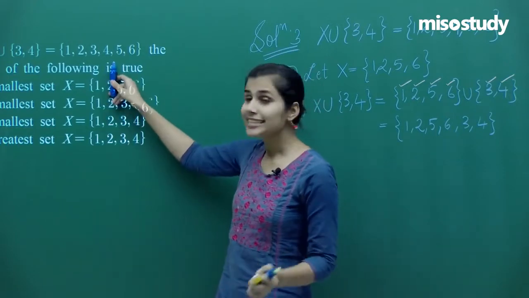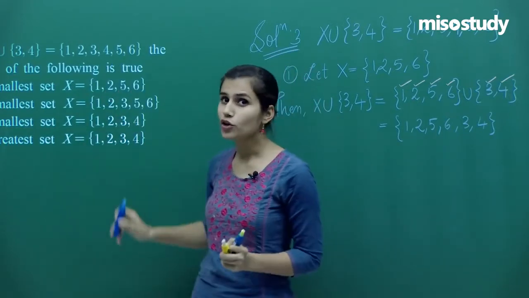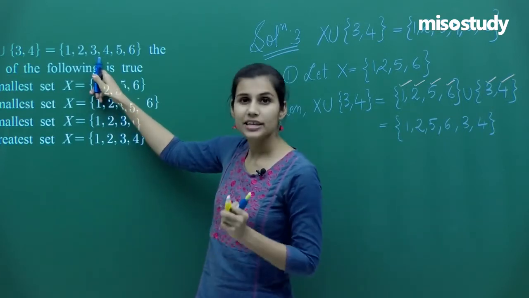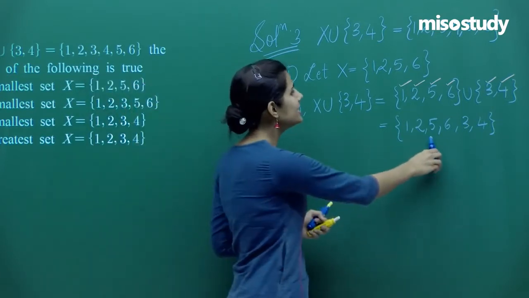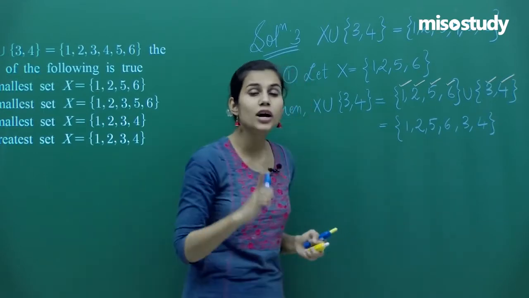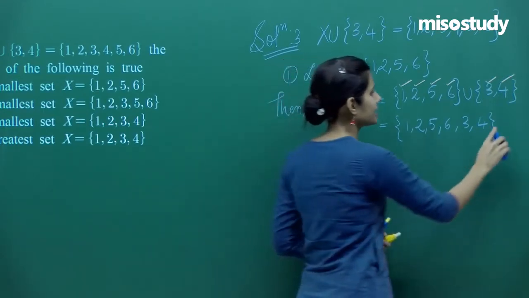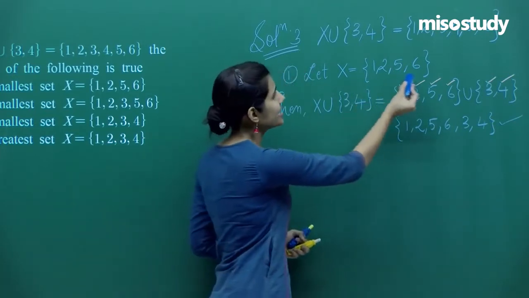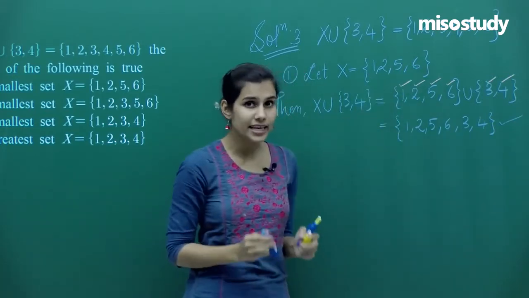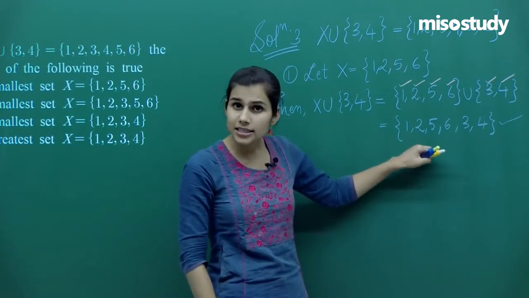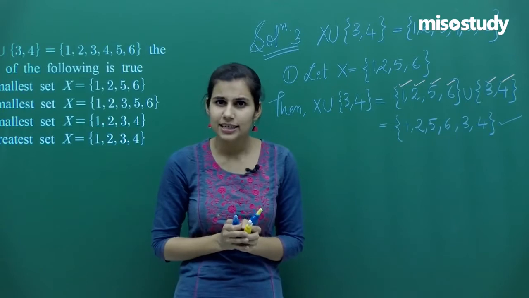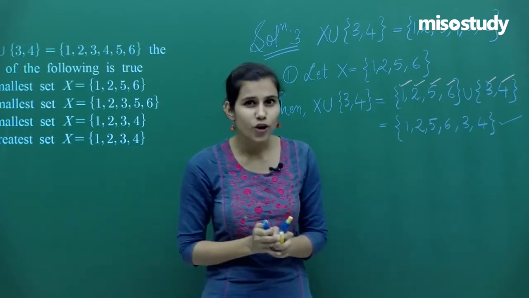Do you remember that in a set, changing the order of the elements does not matter? And therefore, this set given in the question and this set that we have obtained by the first option is correct. But this means that my X, if taken to be 1, 2, 5, 6, is giving me the correct answer. But is this X the smallest sized X? For that, we'll have to check some more options.